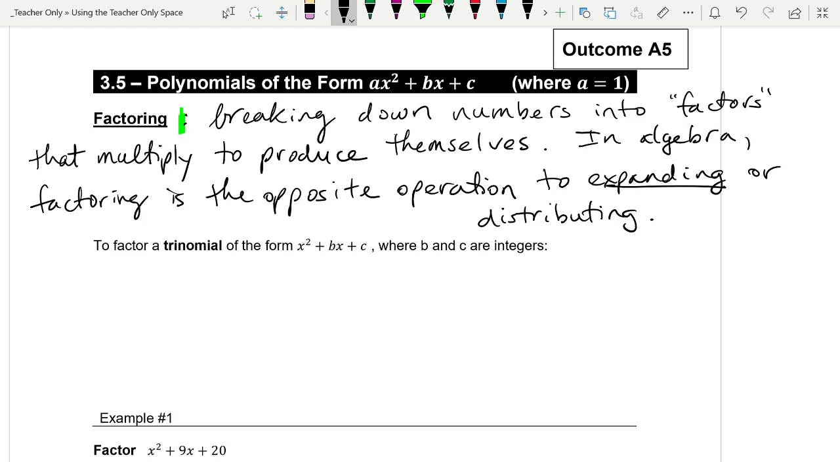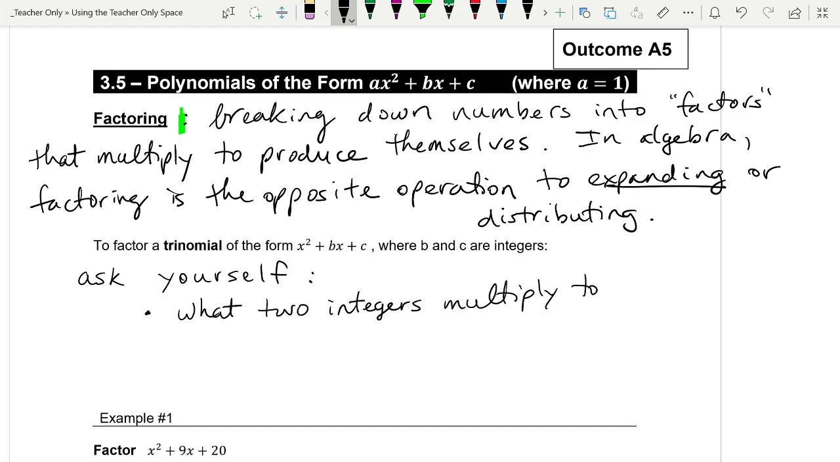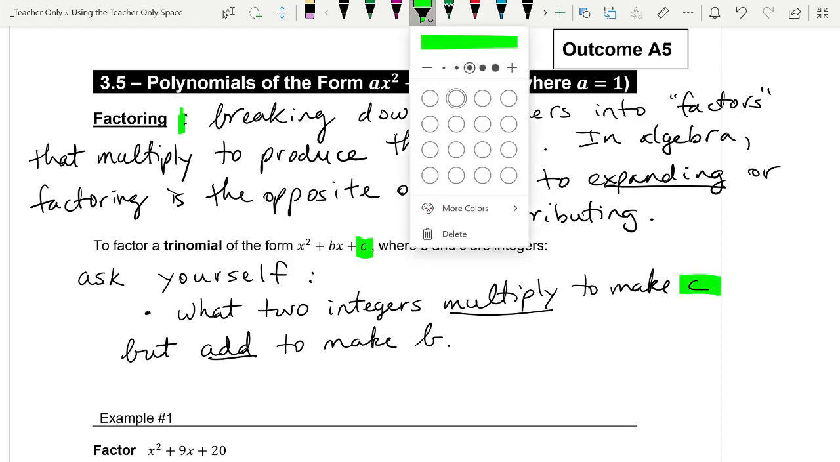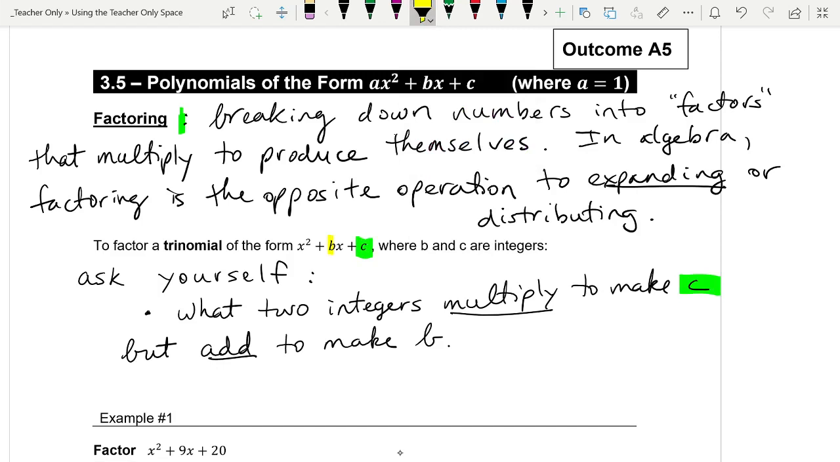Everybody caught up to me? To factor a trinomial of the form x squared plus bx plus c, where b and c are integers, ask yourself, what two integers multiply to make C, but add to make B. And I'll use my highlighter. There's C. And there is, of course, B.